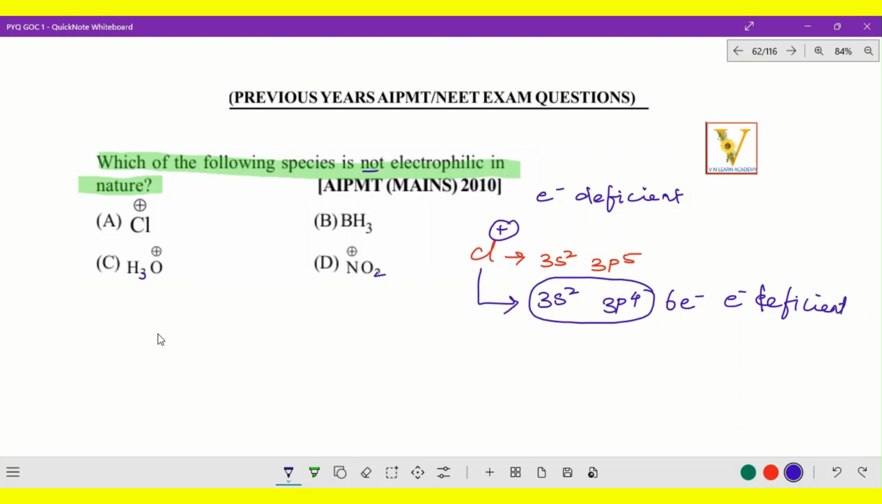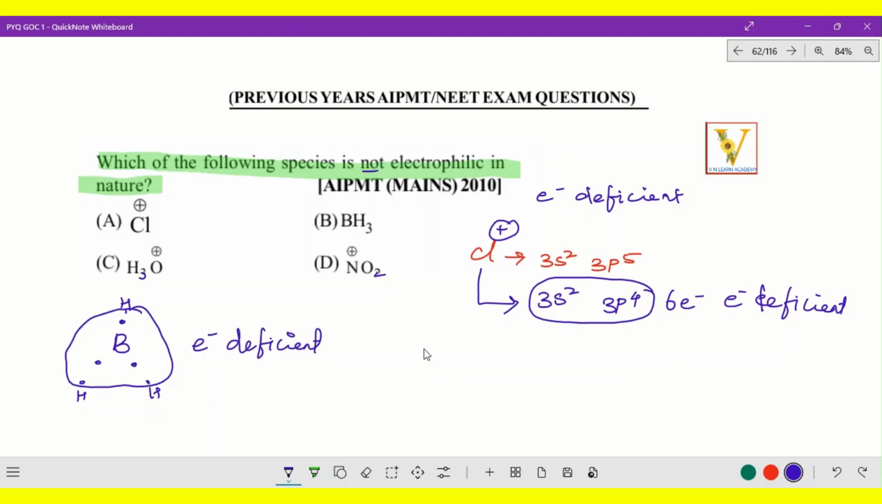Right. Now, next one, BH3. BH3 means boron, whose outermost orbital has 3 electrons, then hydrogen, each giving 1 electron. So that means 6 electrons only, not 8 electrons. It is not completely filled. In one way, we can say this is electron deficient only.